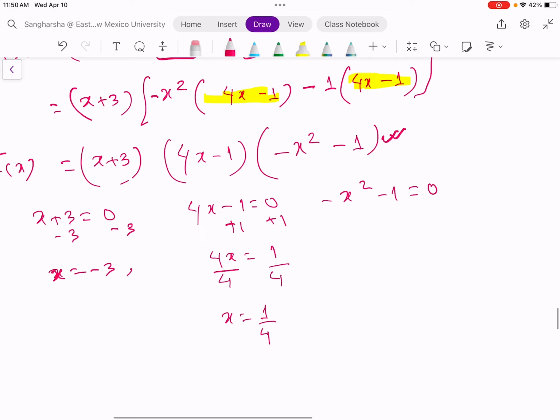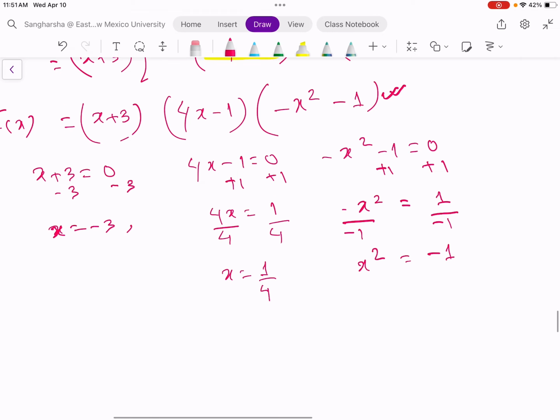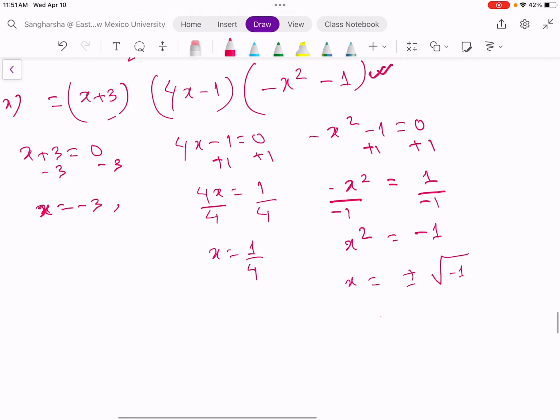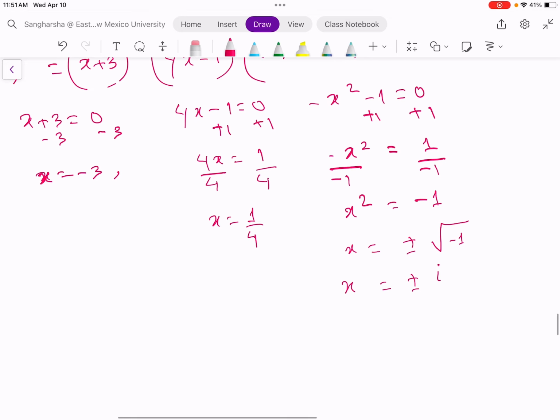Now we add 1 here, so we have negative x square equals positive 1. We need to get rid of this negative, so we divide both sides by negative 1. So our x square equals negative 1. So x equals plus or minus the square root of negative 1. And what is the square root of negative 1? What kind of number do we get here? An imaginary number, and that is i, right? So our i square is negative 1, which means i is the square root of negative 1.